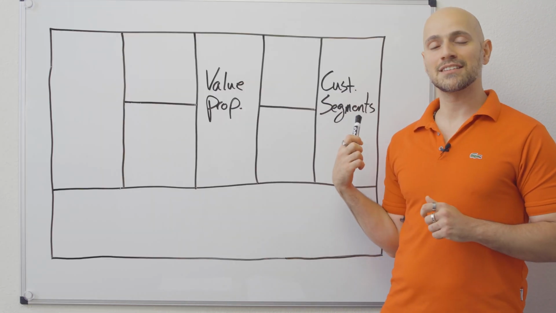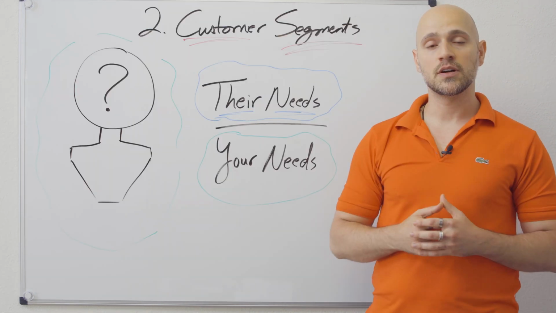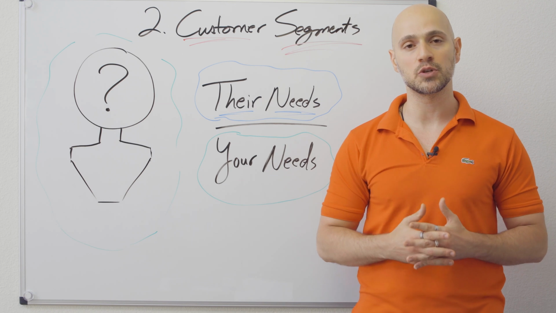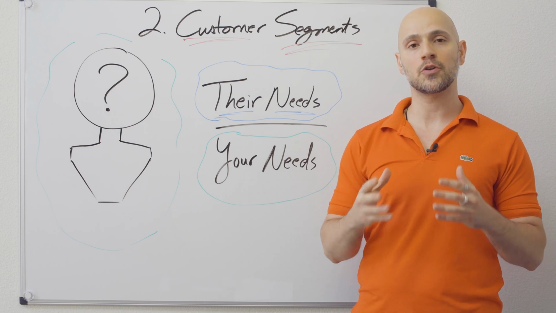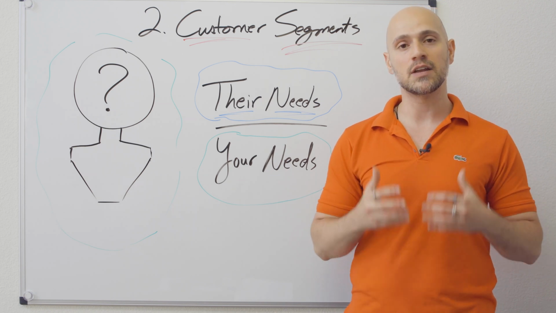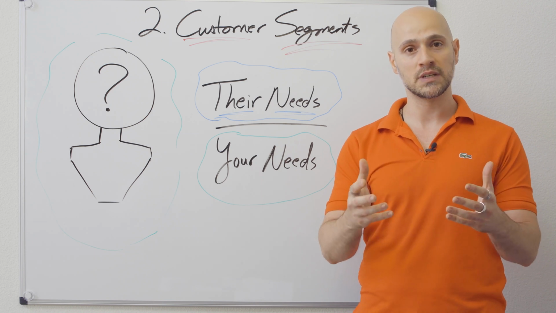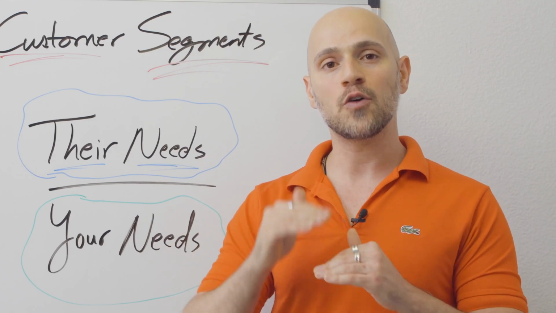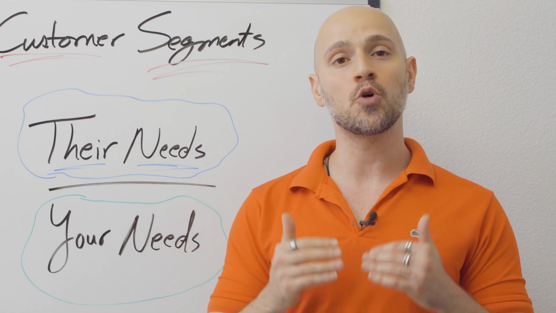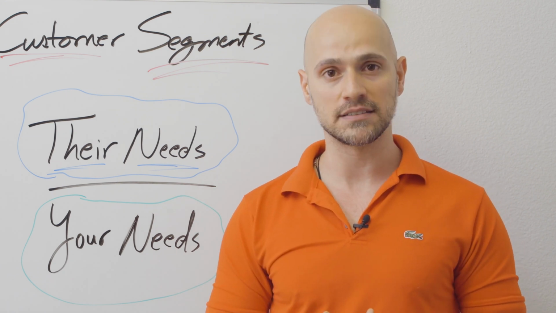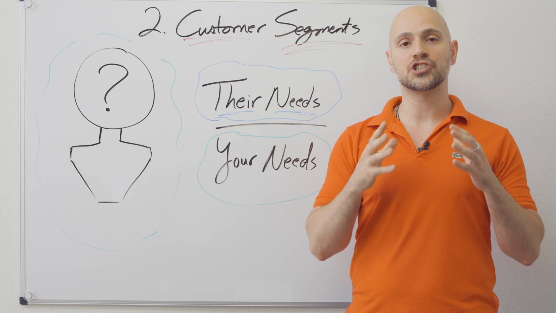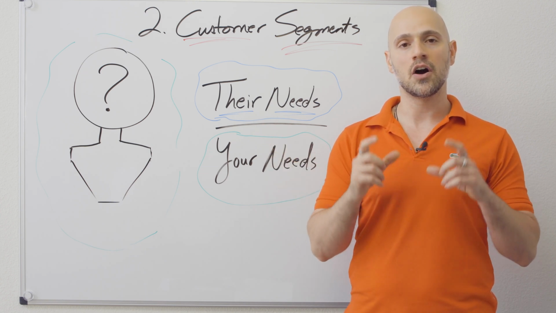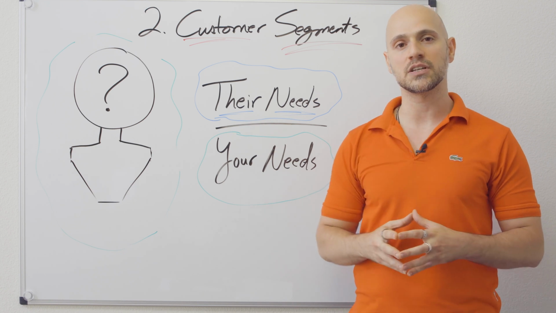The second box is your customer segments. The second box addresses the customer need. If you want to figure out where your customer needs are, you need to first figure out who your customer is and why they would want to buy from you. And in this situation, you've got to understand that their needs outweigh your needs. Their needs are more important than your needs. You're going to first start out with a general hypothesis of who they are, and then you're going to gradually hone in on the specifics of your perfect customer segment.